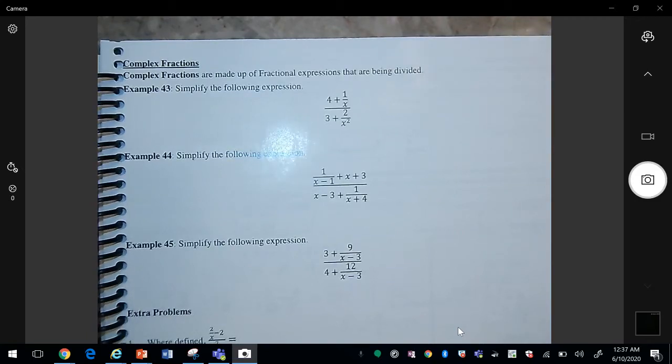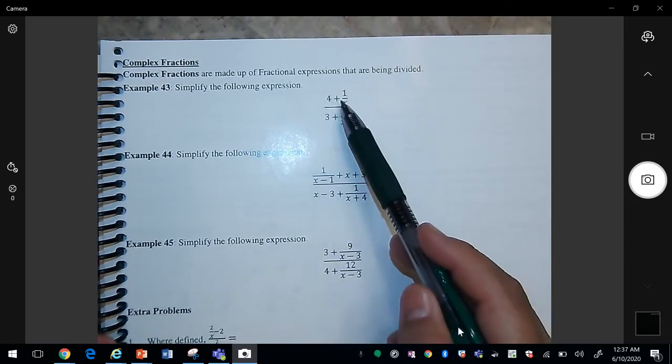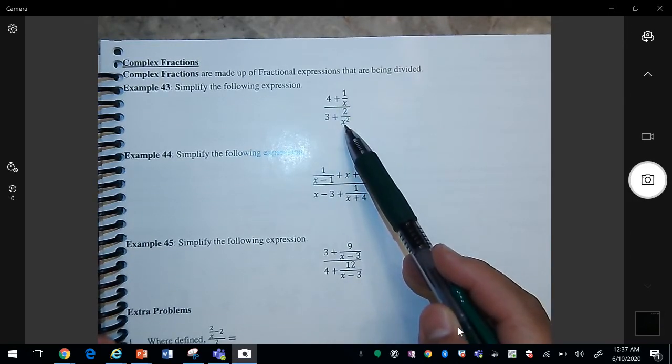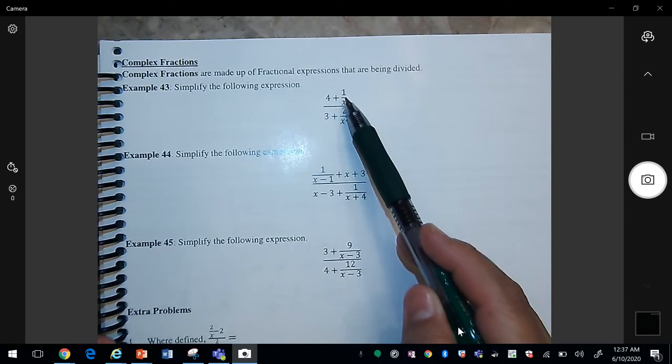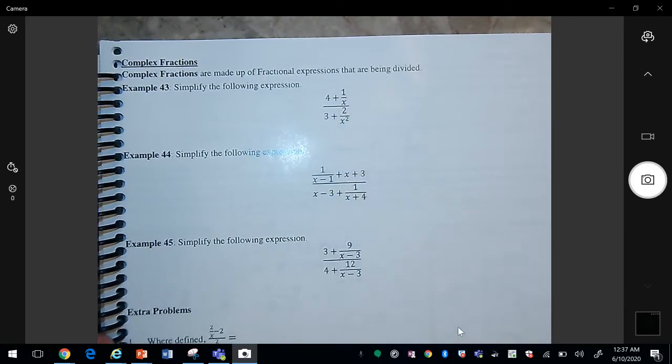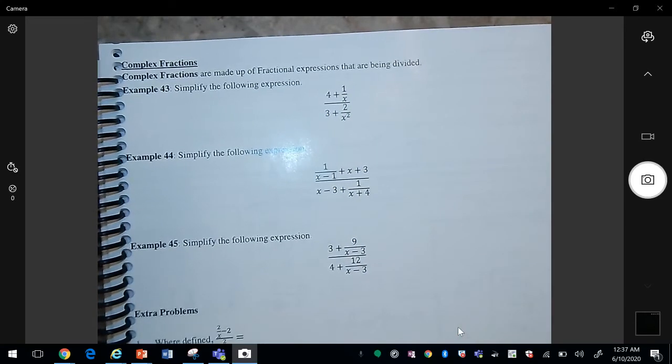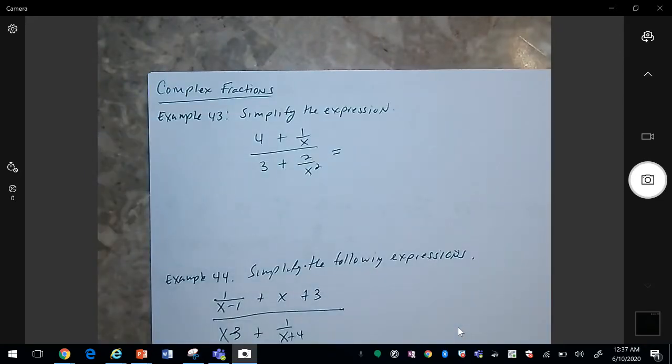Complex fractions are made up of fractional expressions that are being divided. So basically you have a fraction divided by a fraction that contains fractions within those numerators and denominators. So I'm going to use separate paper to complete these problems. So example 43.